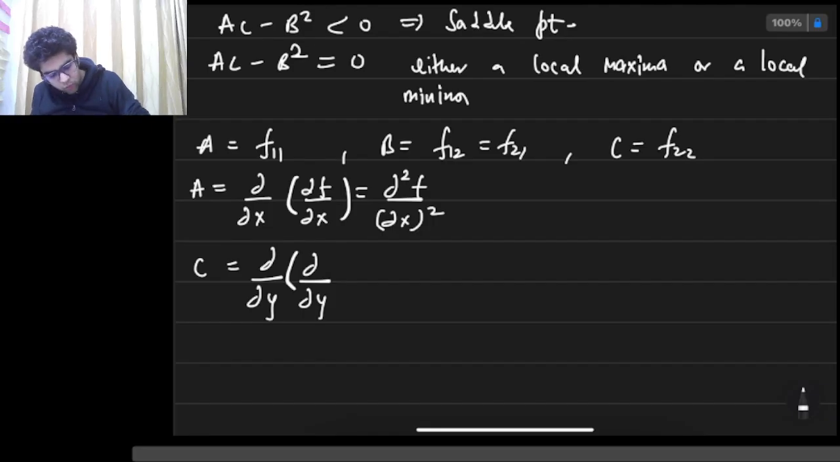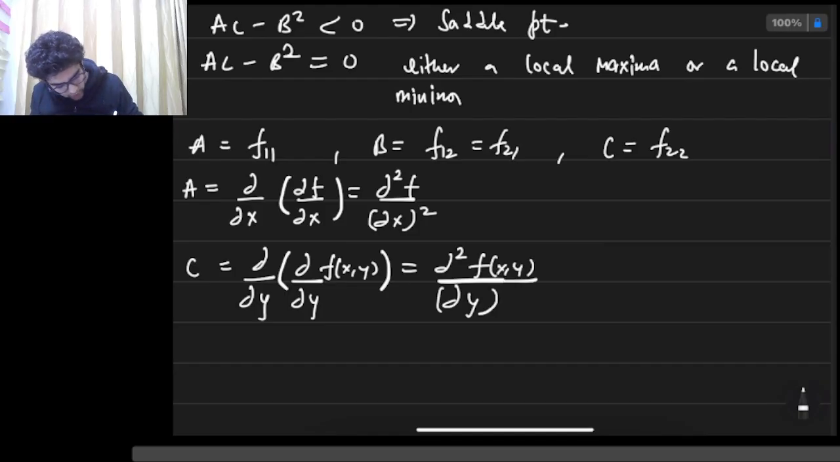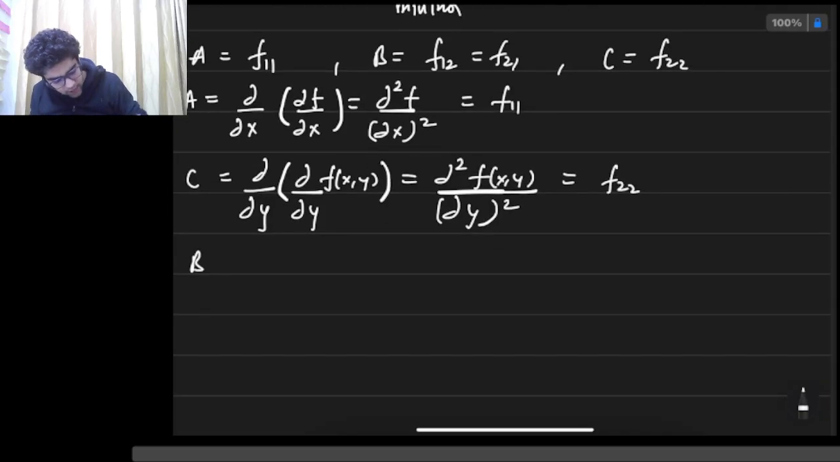Here 1 and 2, 1 is x and 2 is y, right? 1 is the first variable and 2 is the second variable. And this is f(x, y). If I write this a bit more clearly, this will be del square f(x, y) by del y whole square, right? This is equal to f22. This is equal to f11, right? And B is equal to f12, which is equal to f21 by Young's theorem. You can go and read Young's theorem.